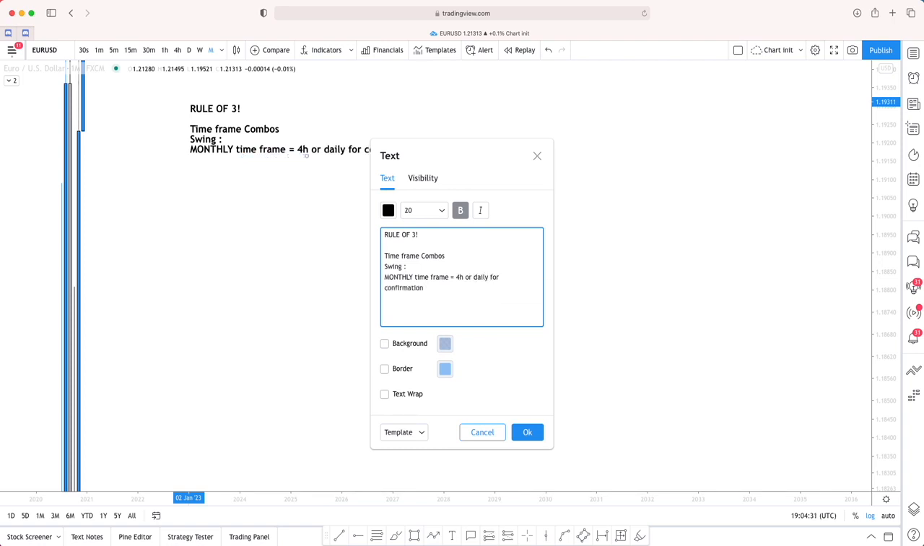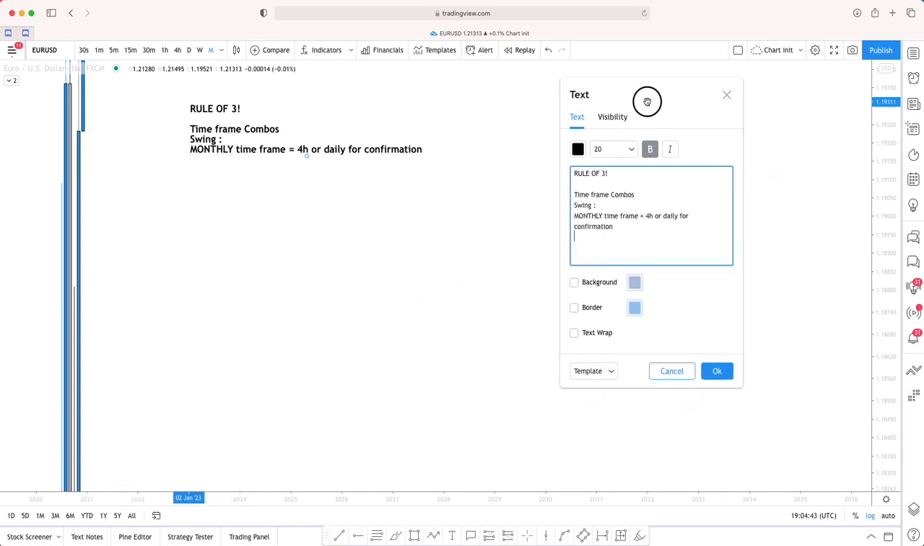Now this is only for confirmation entries, by the way. For risk entries, it doesn't make a difference what you do. There's not really any time frame combos. You can just refine an OB to how you wish to use it. Okay, so we've got that so far.